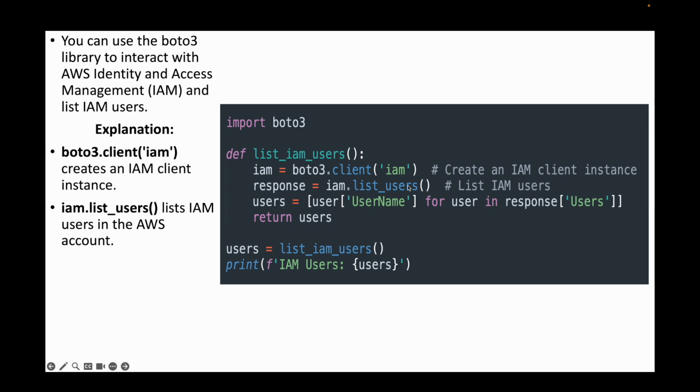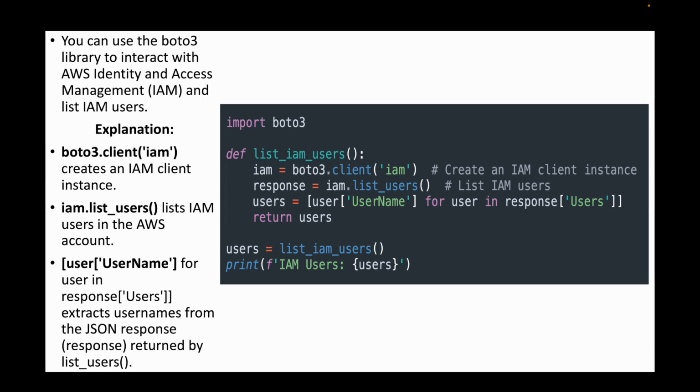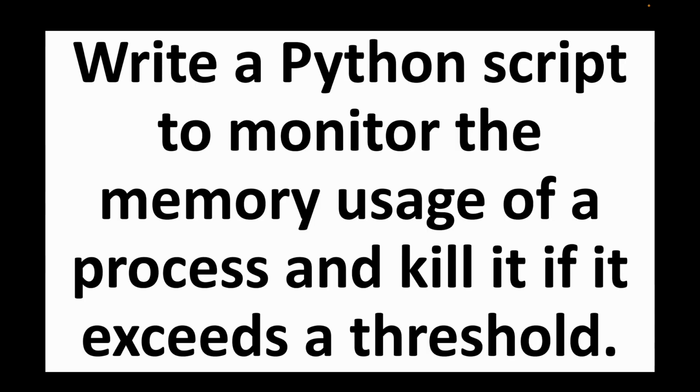We are simply calling that method, which will get a list of the IAM users that we have, and then we are doing a loop over each of the users, and then we are getting the user name for each of the users, and then we are returning the users over here. And here we are calling the function, and then we are basically printing the names of the users.